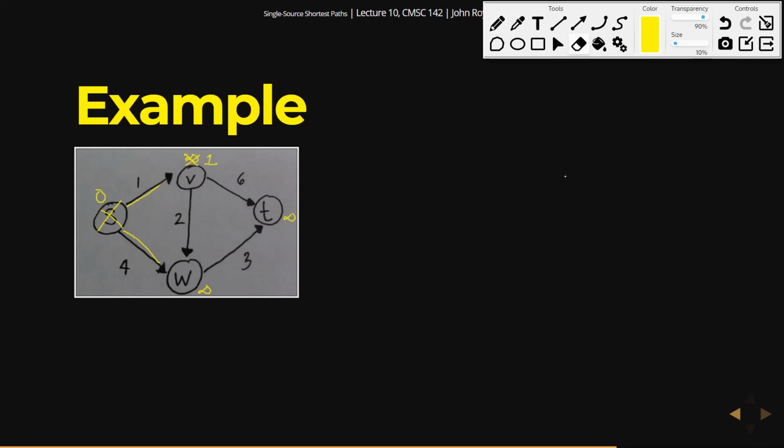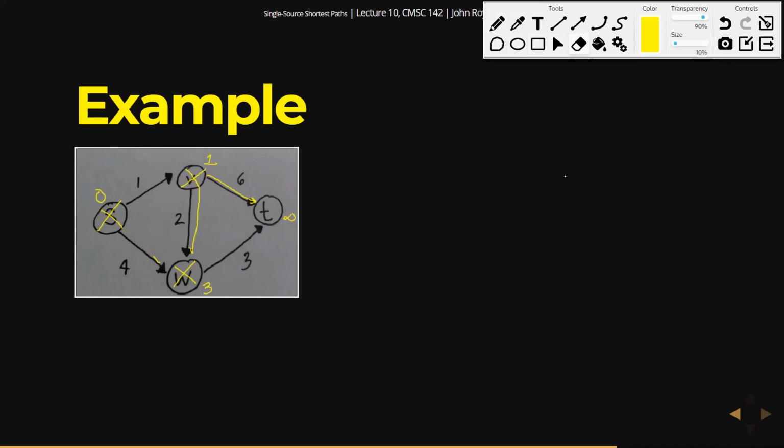After that, what would be the valid edges? So it would still be this one, SW. So this one will be already explored, right? SW or this one, VW or VT. It's also possible because those are the edges wherein one endpoint is already explored, the other endpoint is not yet explored. So which one is minimum here? Is it 0 plus 4, 1 plus 2, or 1 plus 6? The minimum is 1 plus 2. So W's shortest path length would be equal to 3. And that is from here, 1 plus 2. So it becomes 3. Okay? And this one will be explored as well.